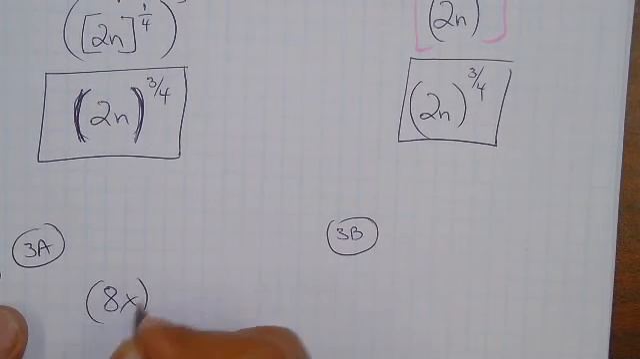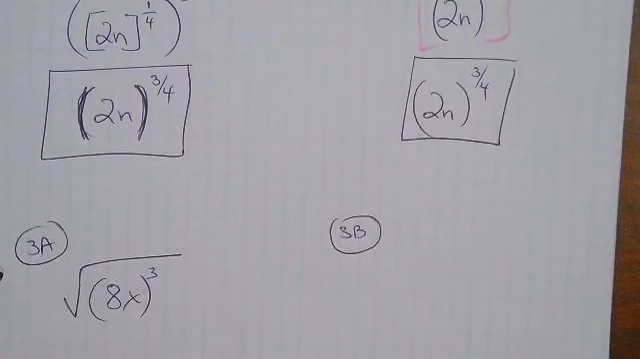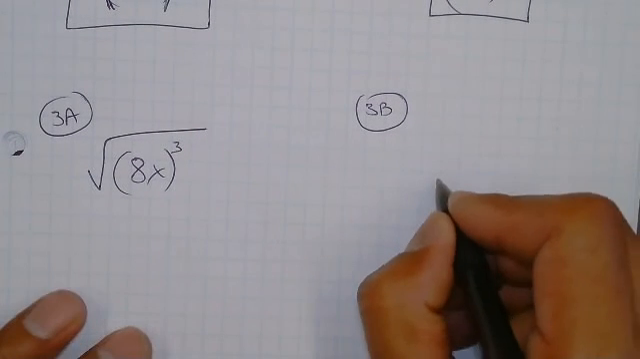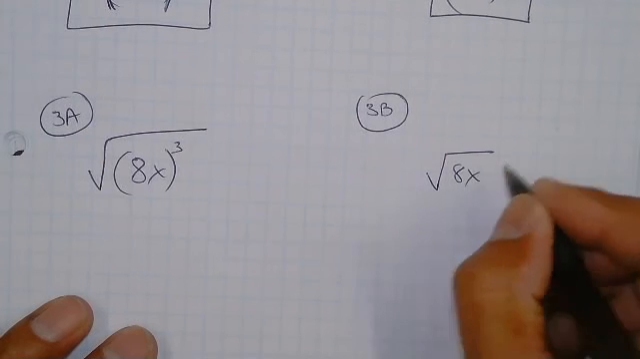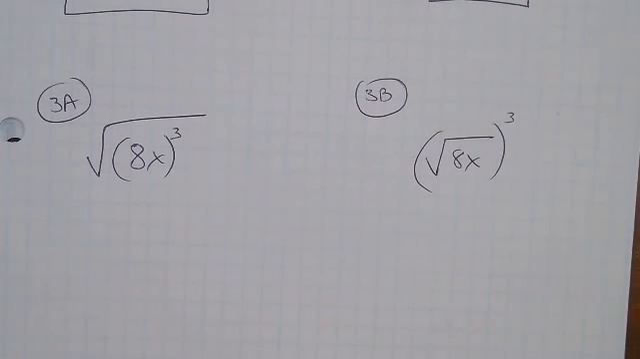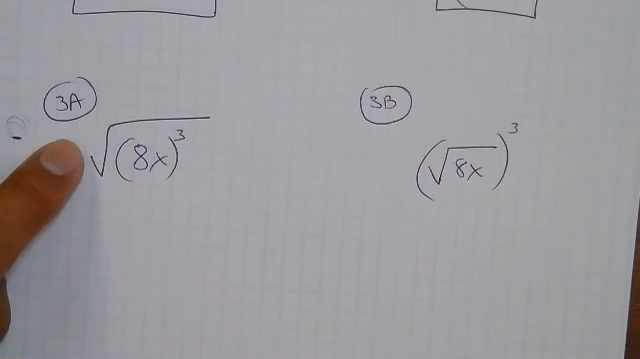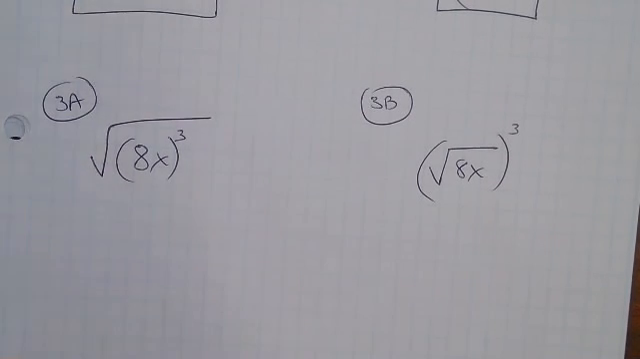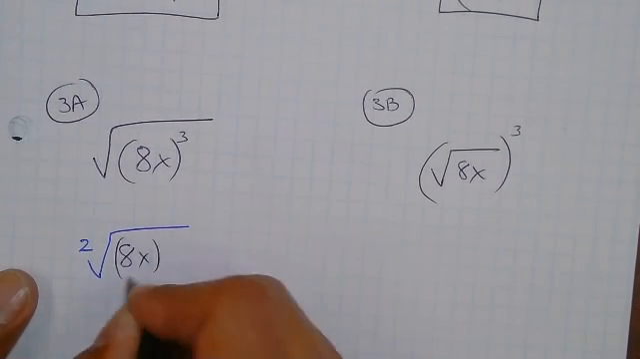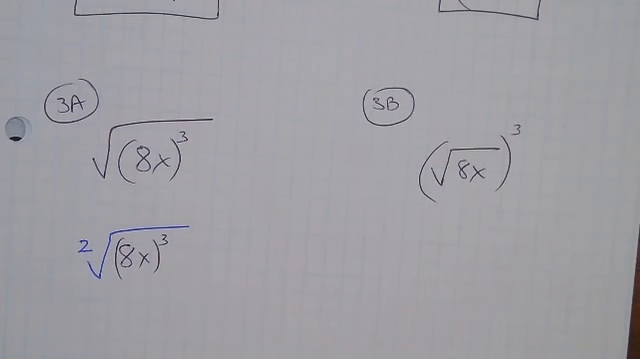Okay, last one. What about this? 3a, 3b. What about 8x cubed like that? And that's it. And then this one will be what about that? What happens if it doesn't have a number right here, you guys? You got to know what it is. You have to know that. So if I were you, I would write 2, because you got to see it, right?